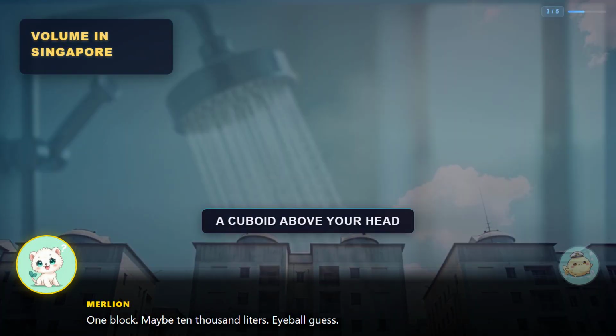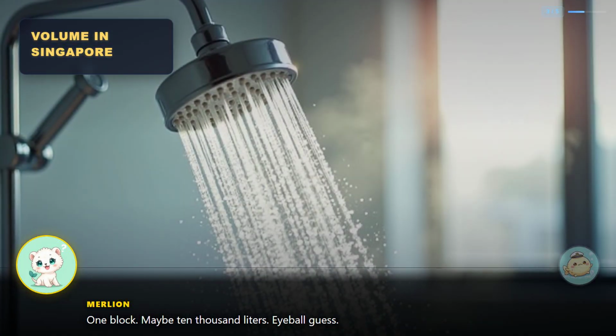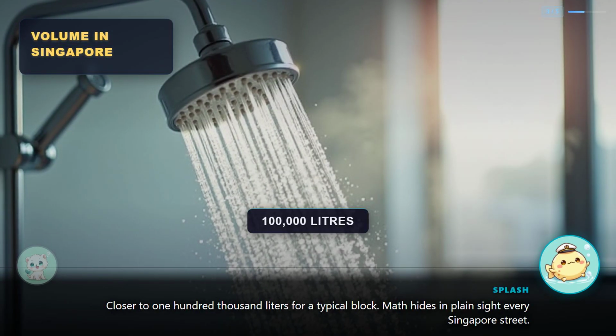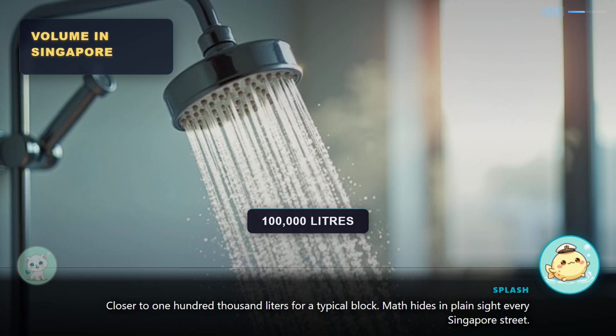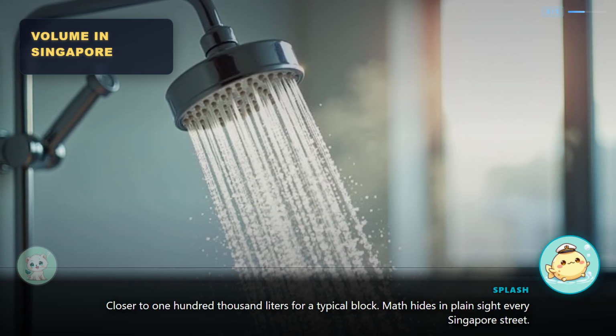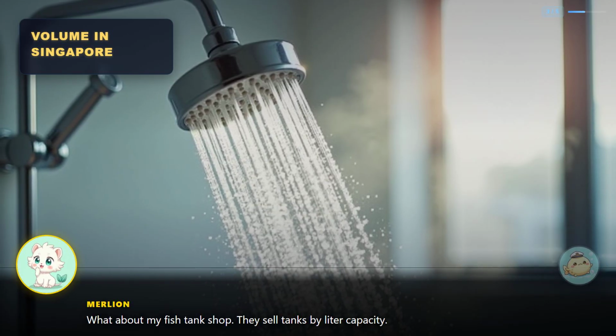One block. Maybe 10,000 liters. Eyeball guess. Closer to 100,000 liters for a typical block. Math hides in plain sight every Singapore street. What about my fish tank shop?